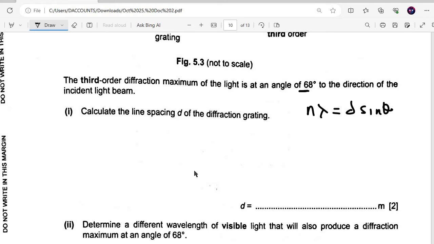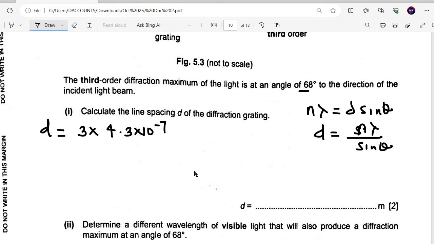The relationship for a diffraction grating is n lambda equals d sine theta. d is the spacing, so d is n lambda over sine theta. n is the order, and we have the third order, so 3. The wavelength is given as 4.3 times 10 to the power minus 7, over sine 68. That gives us 1.39 times 10 to the power minus 6. That is the spacing.